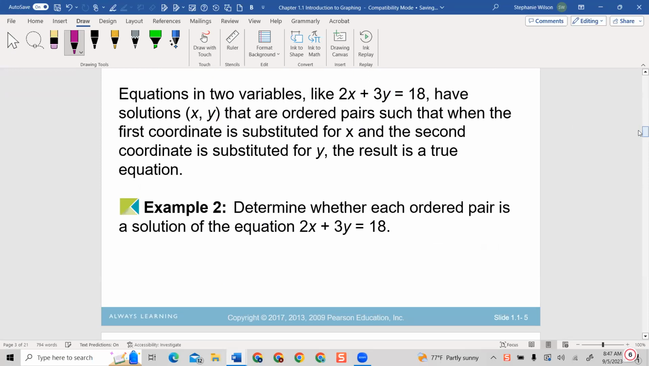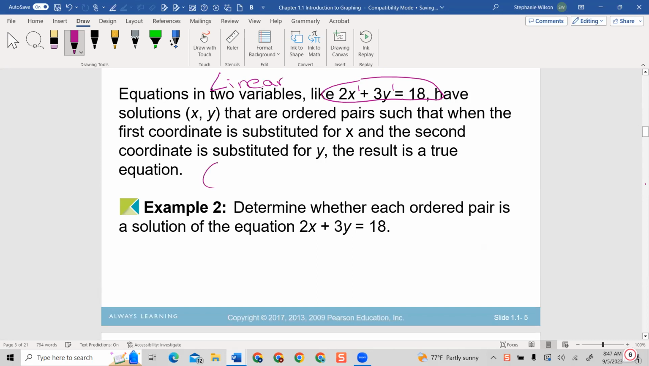All right. This next example says, okay, you're given an equation, and I want to know if a particular ordered pair is a true solution for this equation. And if you notice here, we have 2x plus 3y is equal to 18. You notice that the powers, the exponents on the x and y are to the first power. So we have a linear equation. This means we're going to have a straight line.